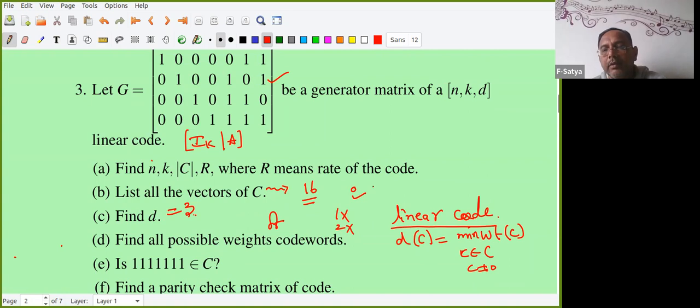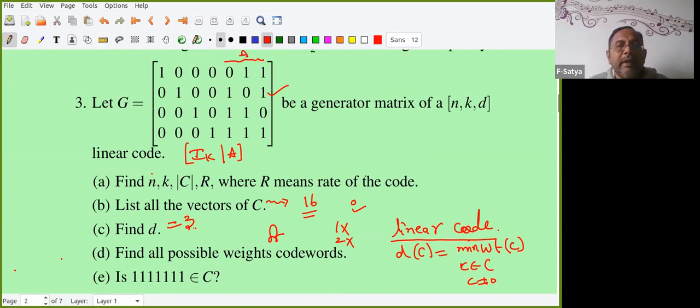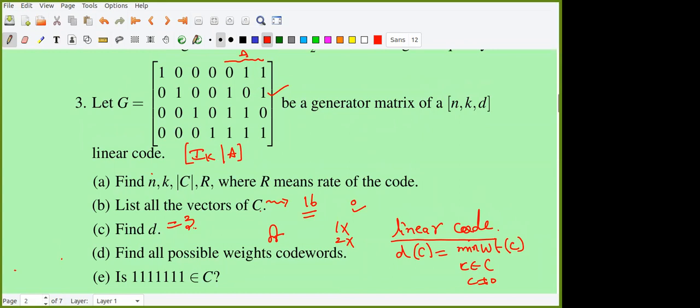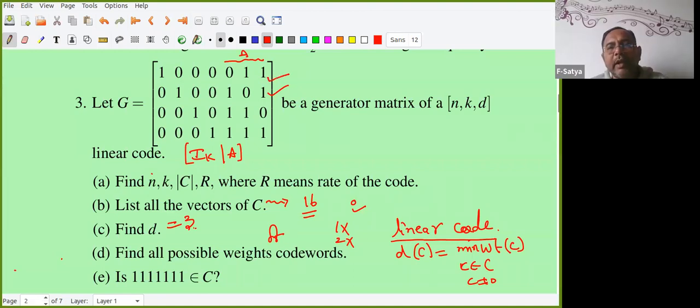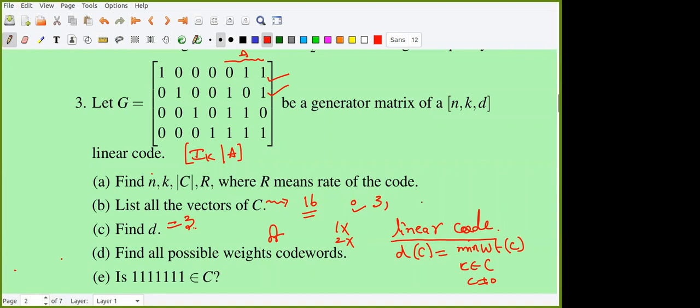But can you have a vector of weight 3? Can you give one vector of weight 3 in this code? It's 1, 0, 0, 0, 1, 1. Yeah, the first row, right? The first row is also part of here. So we have weight 3. Now the question coming: what are the other weights? What is the maximum possible weight I can have? 7. Very good. Nice.